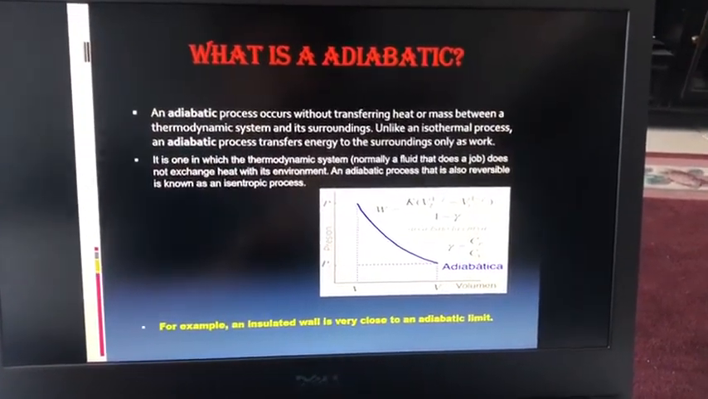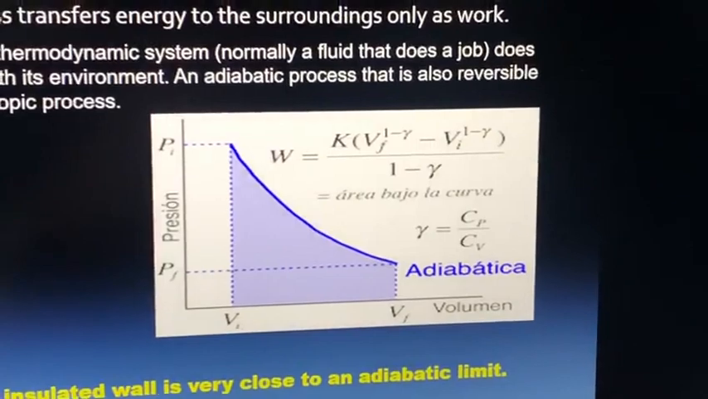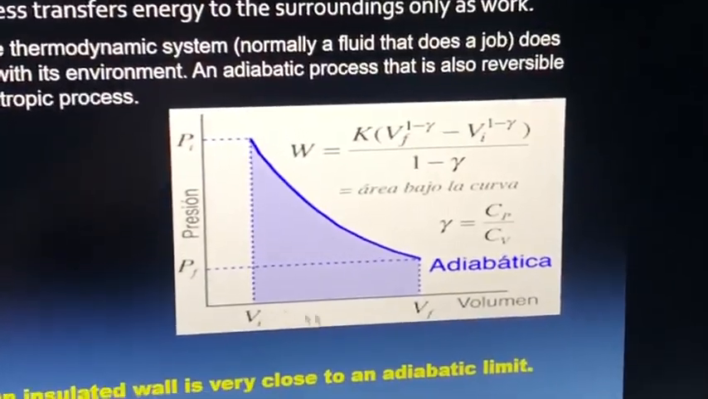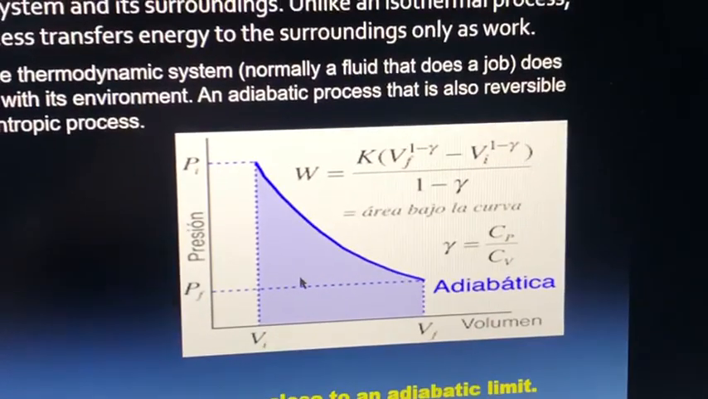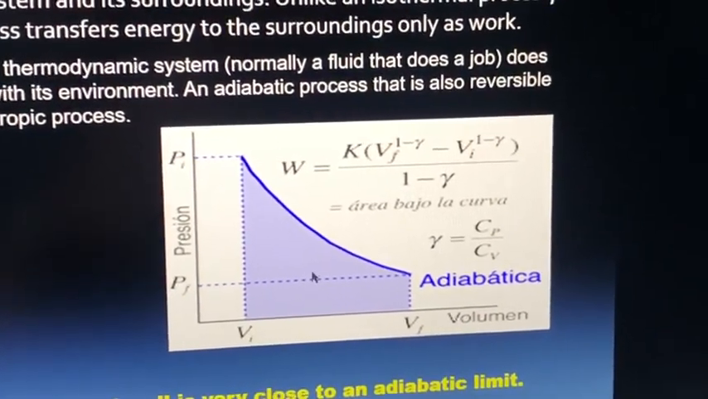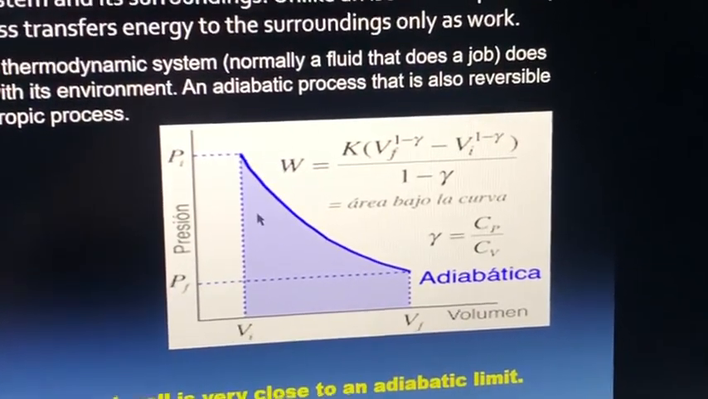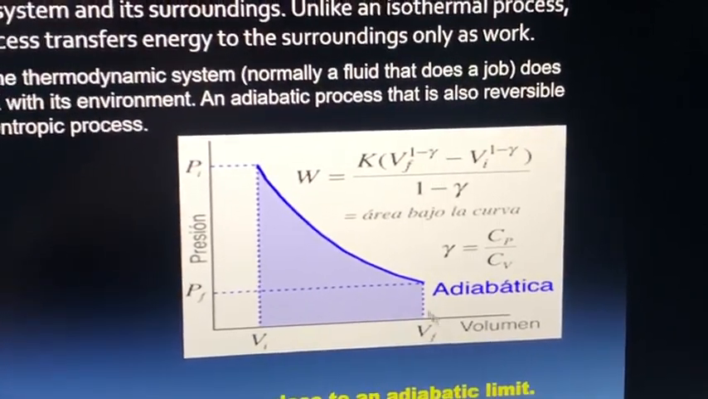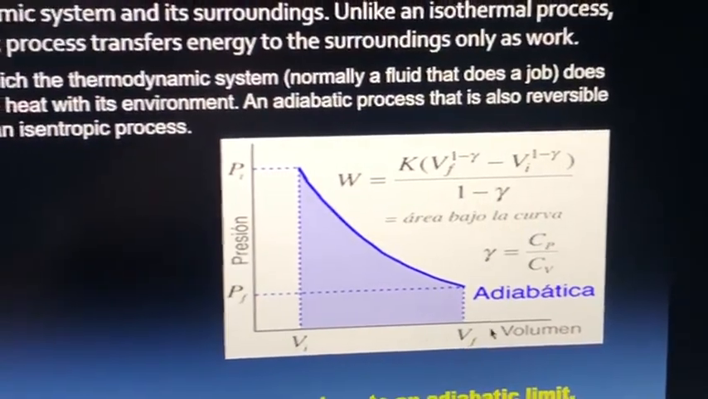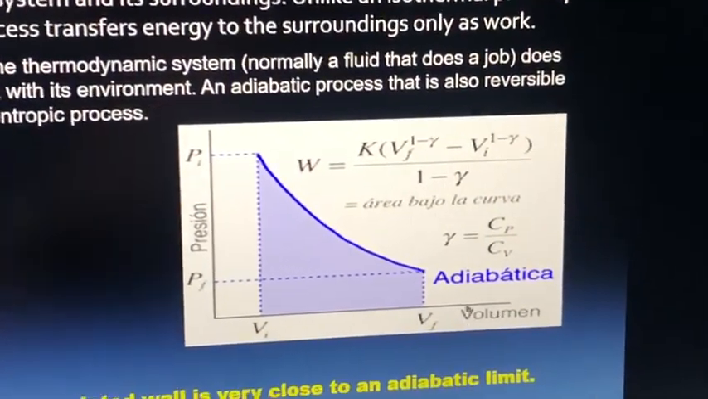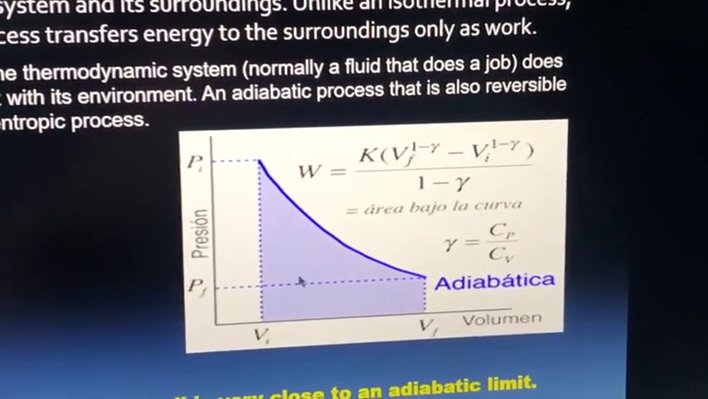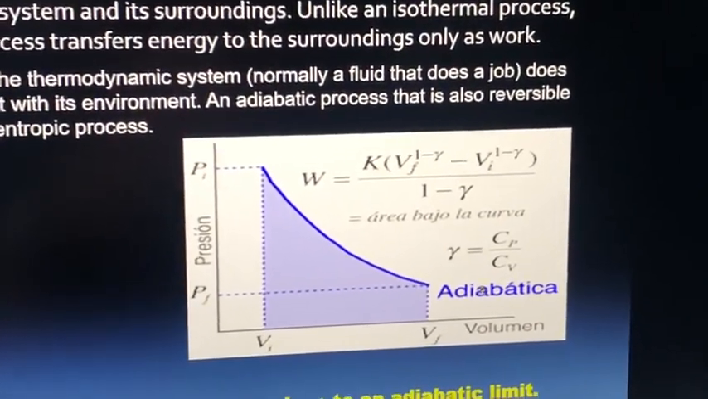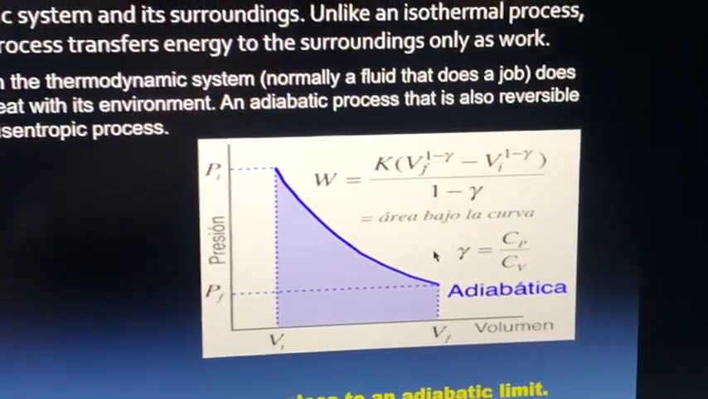As you can see here in the view, the one down in the pressure and volume graph, in blue color, is the adiabatic.